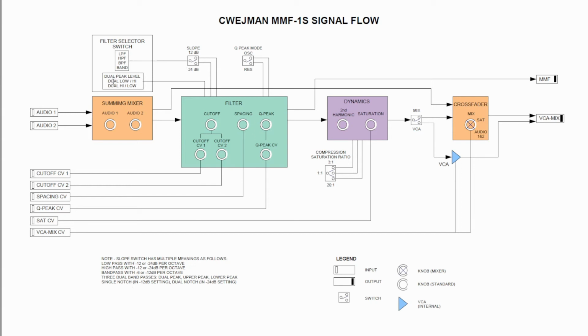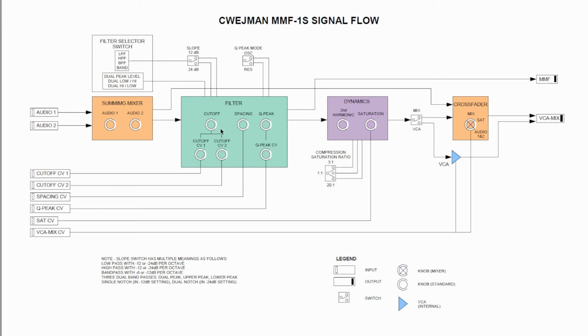Now the three dual peak modes, their slopes are fixed. So no effect from the switch. Now obviously for the resonance, you have the switch for self-resonance on or off.